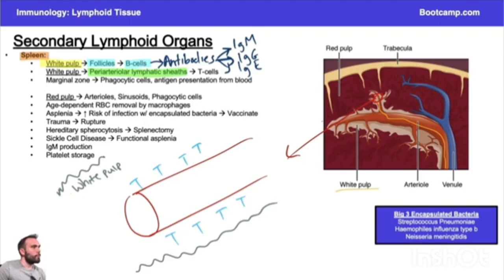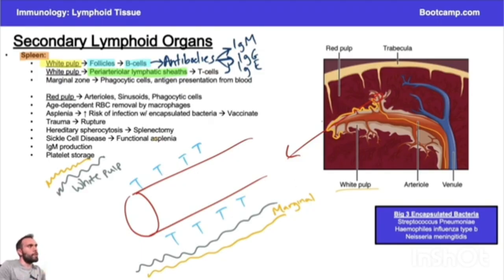So the marginal zone, first of all, what is the marginal zone? The marginal zone is the area between the white pulp and the red pulp. So it's kind of like this really small zone here. I'm just going to put marginal zone here. If we were to put a line out here to represent it, you can see here's all white, here's all red, and it's this area right between the two. That would be your marginal zone. This is a gross oversimplification, but it's really all you have to know.